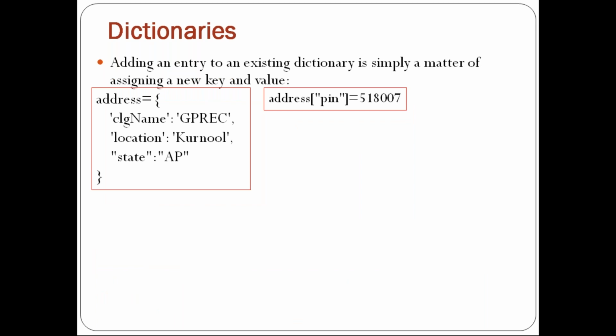Adding an element to the dictionary is nothing but making use of a new key and its associated value. So one more entry will be added to the dictionary.